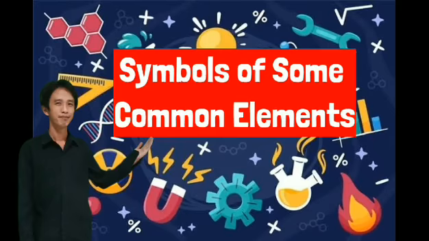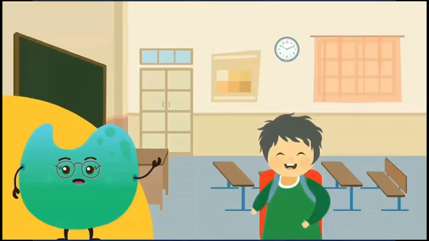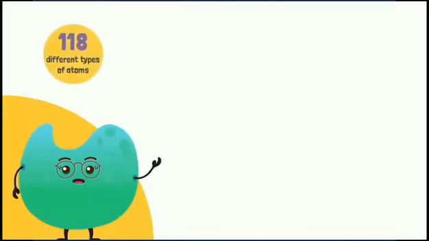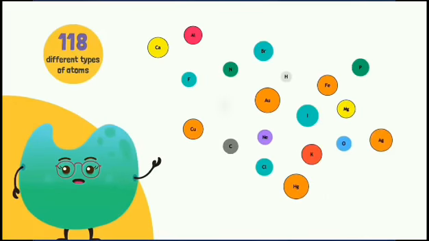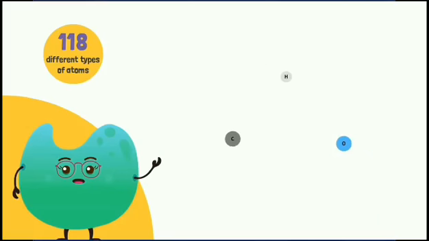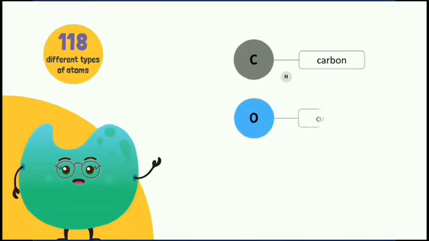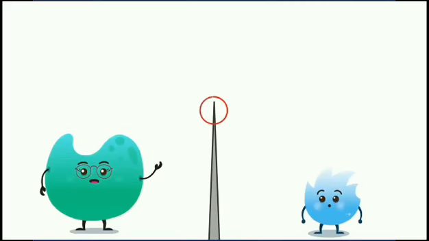In this video, we will learn about symbols of some common elements. The room you're sitting in, you, the screen, your clothes, are all made up of trillions and trillions of atoms. There are 118 types of atoms that make up everything around us, and each type has a different name, like carbon, oxygen, and hydrogen. For example, the point of this needle is made up of millions of atoms.